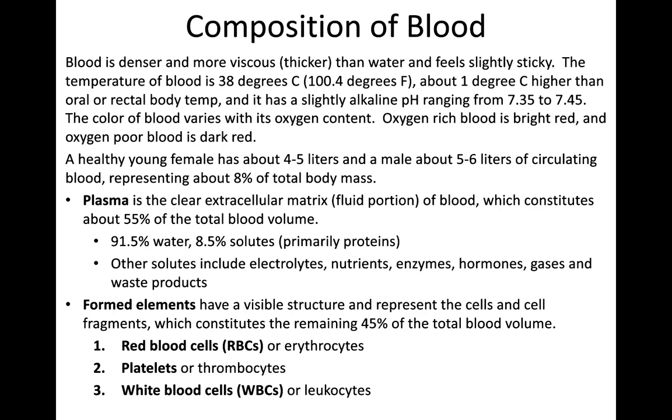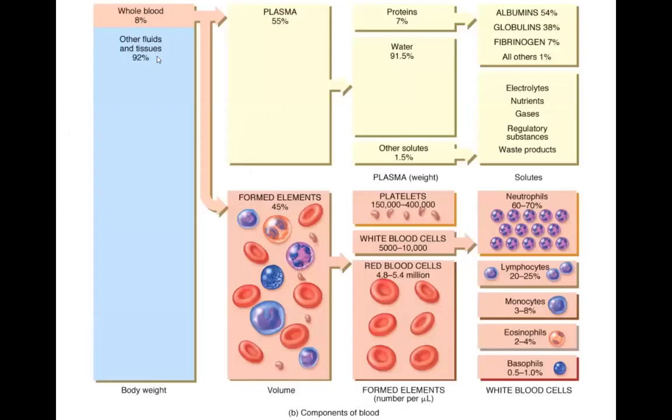Healthy young females will have about 4 to 5 liters of blood, which you can think of as like 2.5 big pop bottles full. Males will have about 5 to 6 liters, so 2.5 to 3 liters, or 3 of those pop bottles. That represents about 8% of our overall total body mass.